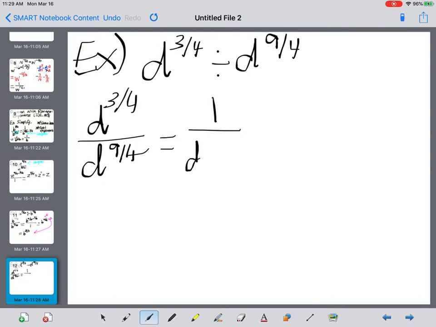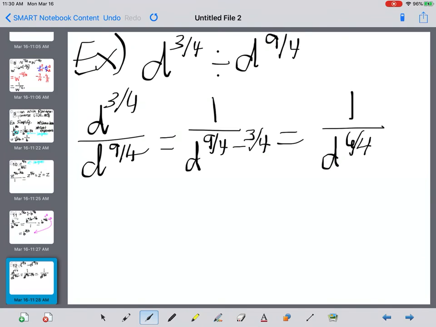So we have d to the 9/4, subtracting our exponents because we have the same base. So 9/4 minus 3/4. So it's going to be 1 over d. Okay, 9 minus 3 is 6. So that means I have 6/4. So d to the 6/4. And well, 6 and 4 both divide by 2. So my final answer is going to be 1 over d. 6 divided by 2 is 3. 4 divided by 2 is 2. So 1 over d to the 3/2. And that's really all we have for this one, y'all.